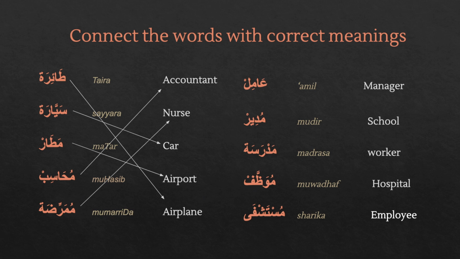Same thing here. عامل. What do you think عامل means? It means worker. مدير means, among these options, manager. مدرسة will mean school. موظف is employee. And last one, مستشفى, hospital. Sorry, that was not correct. Hospital.